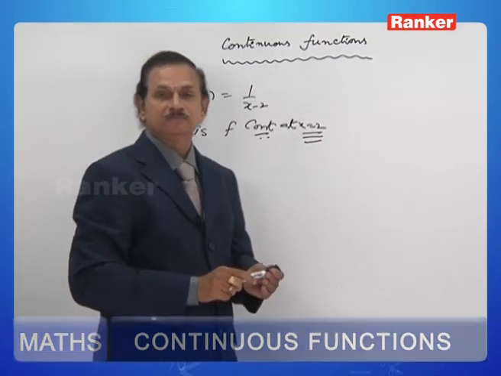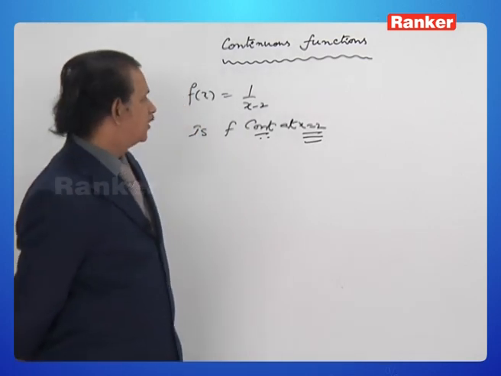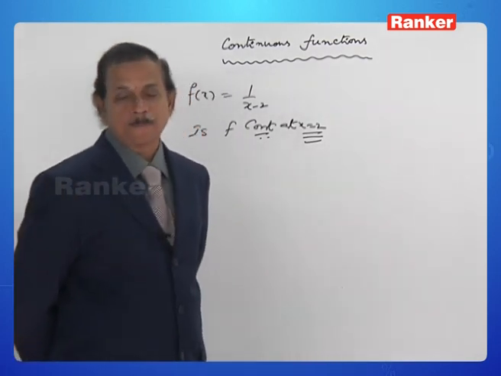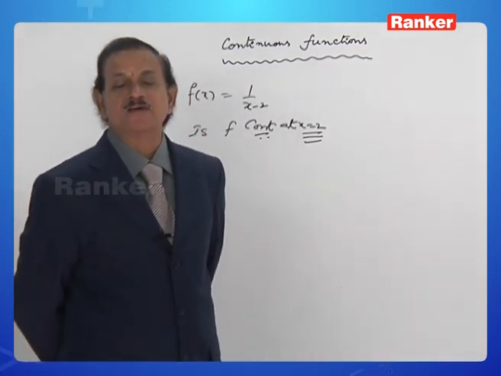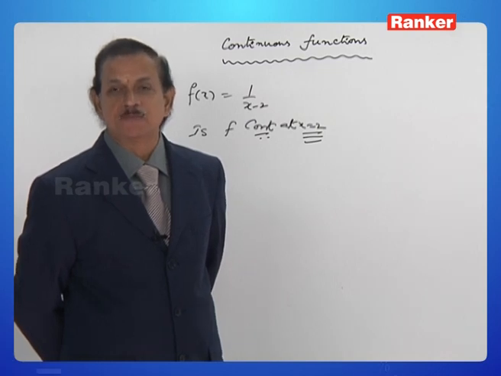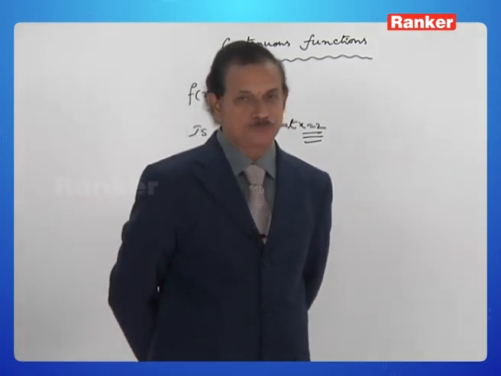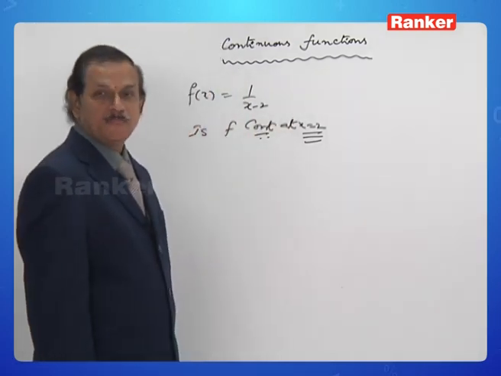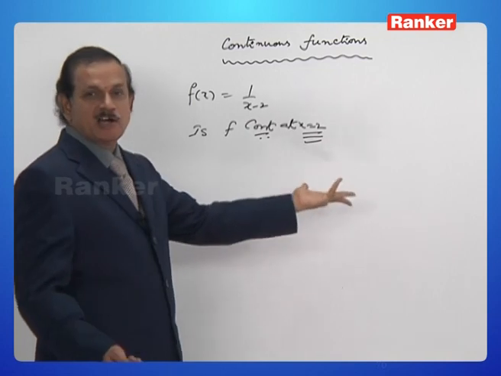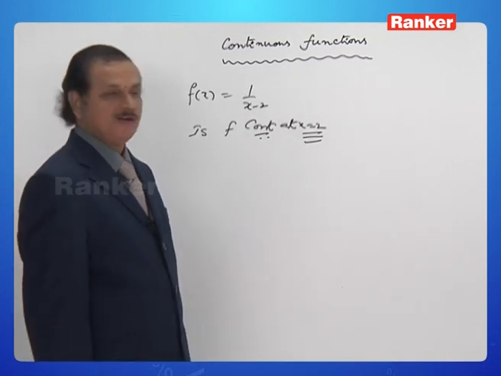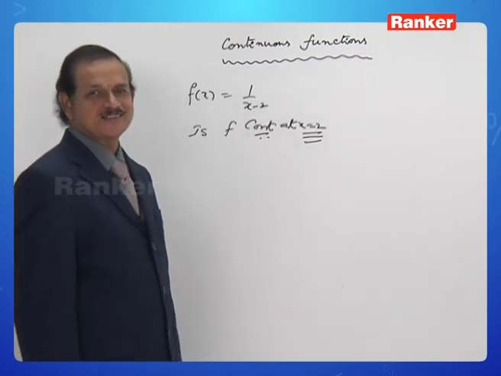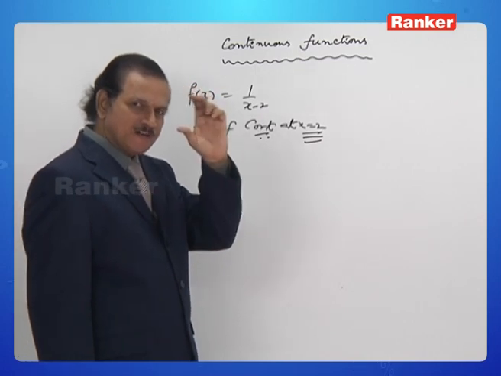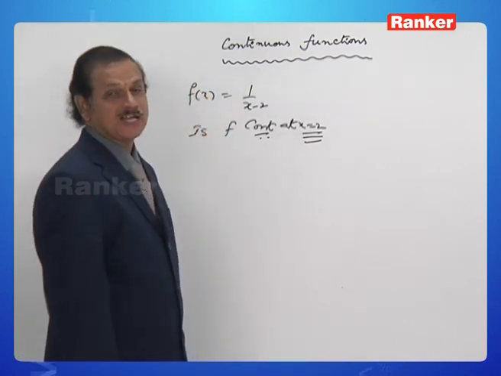Observe the question. f of x is equal to 1 by x minus 2. We all know that the function f is defined with the domain R minus singleton 2. It is not defined at x is equal to 2. That is, f of 2 is not defined at all. So, checking the conditions, the very first condition, f of a is defined, fails here.